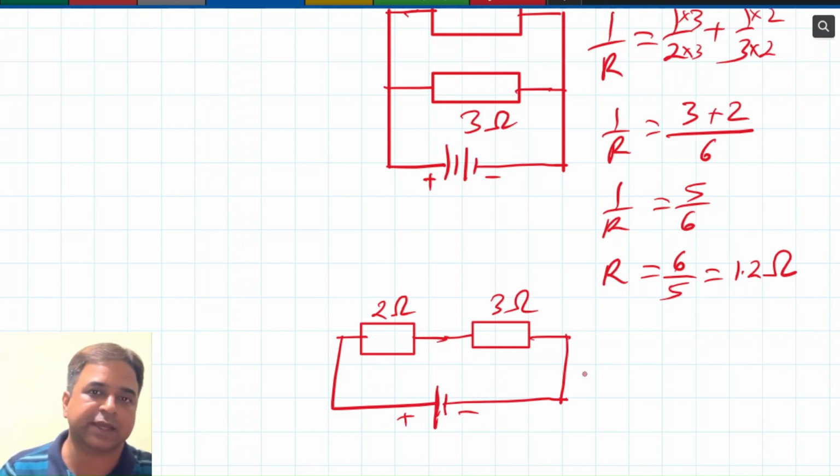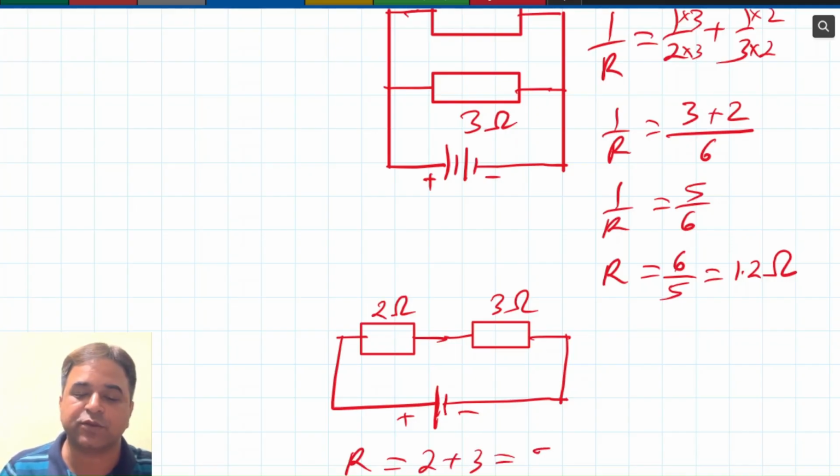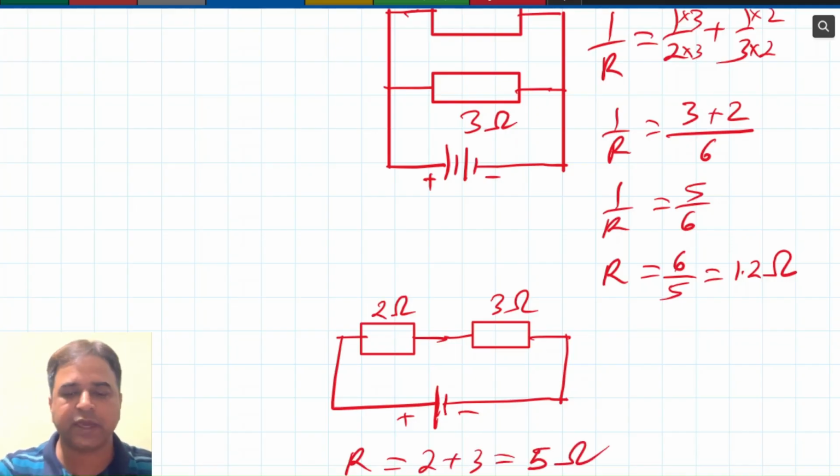So what will be the equivalent resistance in a series circuit? Here you just need to simply add them. 2 plus 3 is equal to 5. Okay, so this is how series and parallel connection takes place.